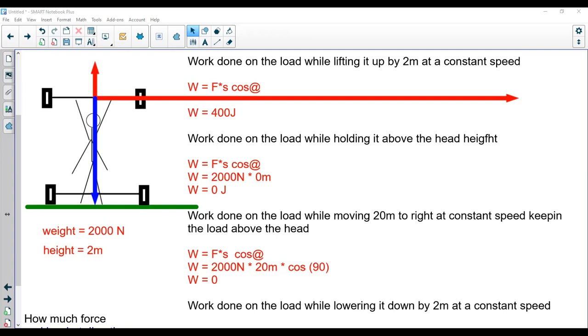Okay. No, that answer is not right. Angle is not zero. Magnitude is right, but angle is not zero. One force is upward and the blue arrow is downward. So what's the angle?